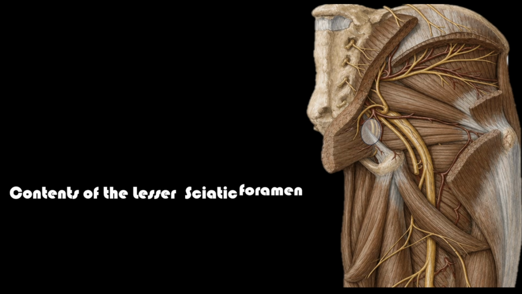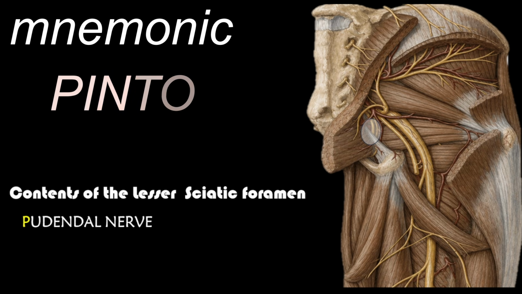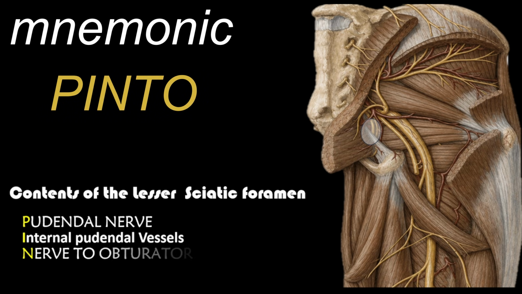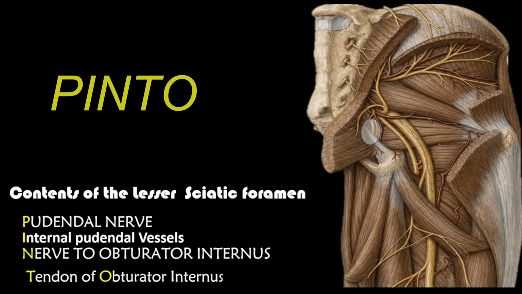The following structures pass through the lesser sciatic foramen. Pudendal nerve. Internal pudendal vessels. Nerve to obturator internus. Tendon of obturator internus.